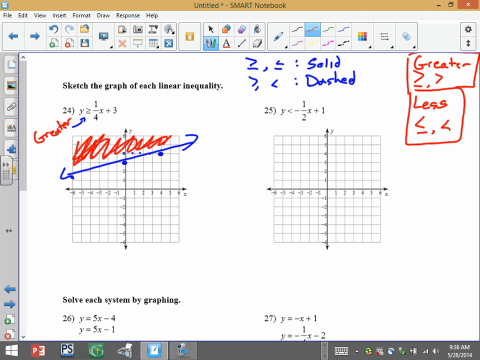Okay, and then number 25, the other kind of graphing one here for us, we're going to go to 1, and there's a negative slope, so we're going to go down 1, forward 2, and since this doesn't have the line underneath, it's going to be a dashed line. And that is pointing to the left, so that is less than, which means we're now going to shade below.